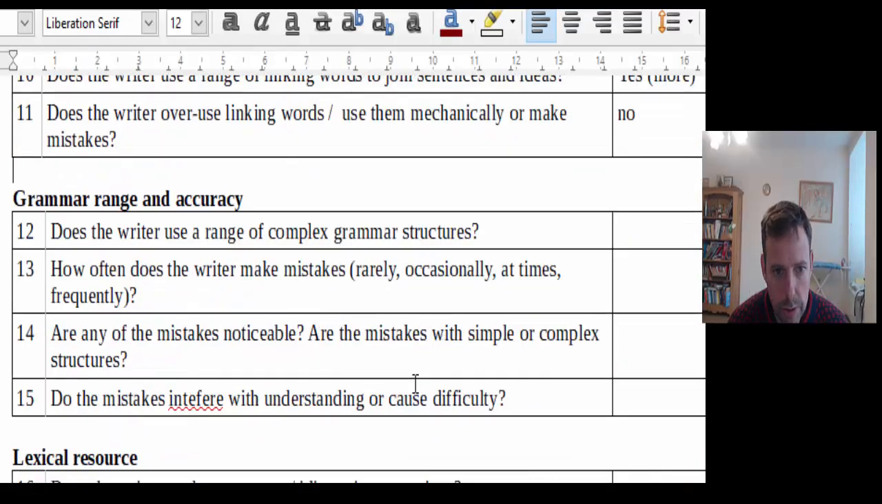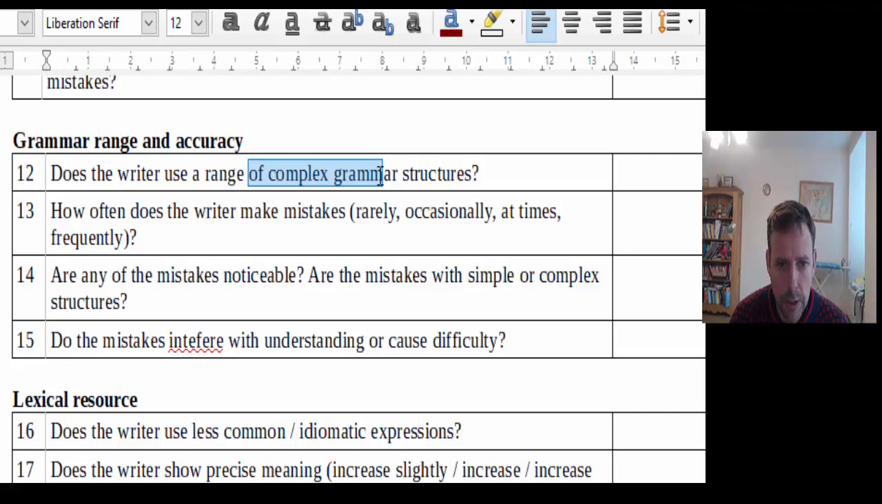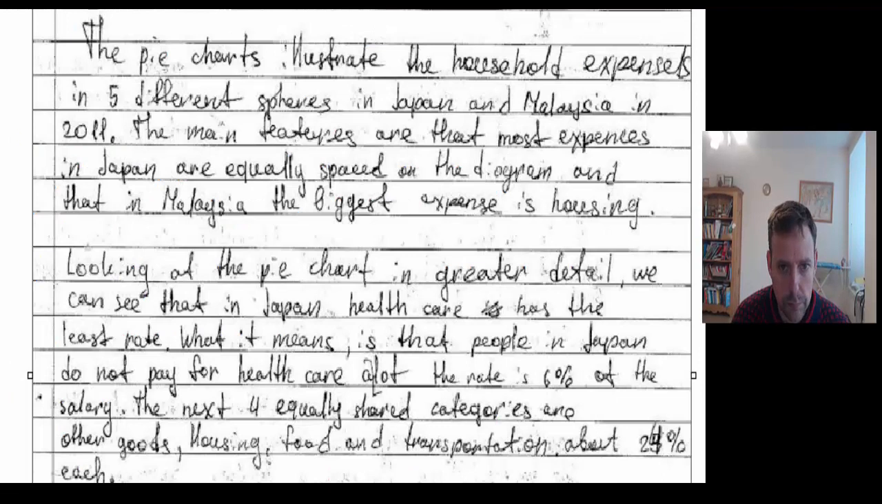Okay, let's move on to the next category, grammar, range, and accuracy. So what we're looking for is complex grammar structures and mistakes, like this one, spelling. Okay, so let's start with the range, or the amount of complex structures with grammar. Okay, in 2011, nothing particularly complex. I mean, there's a nice long noun phrase here: in 5 different spheres in Japan, Malaysia in 2011.